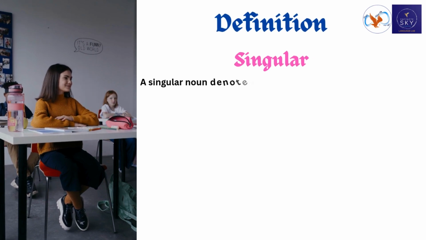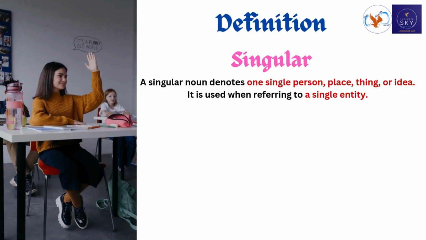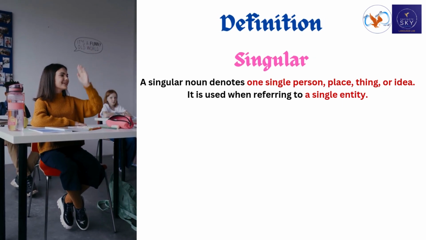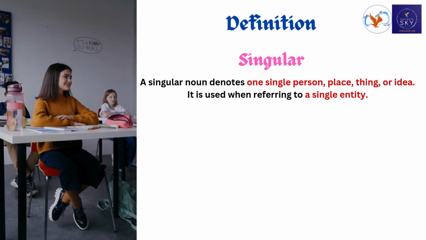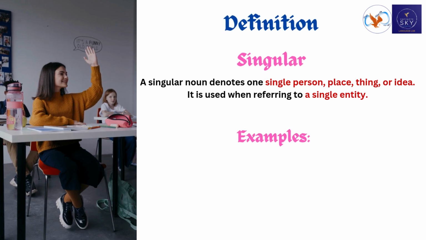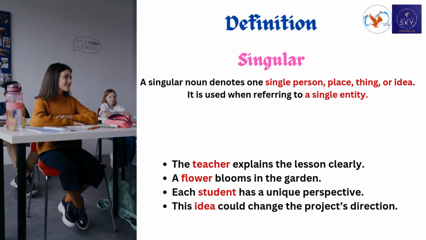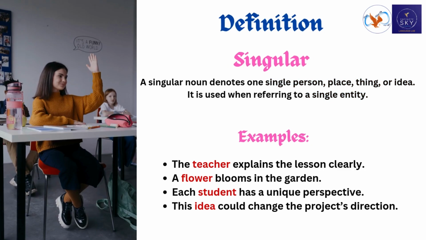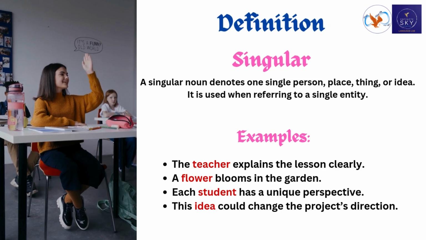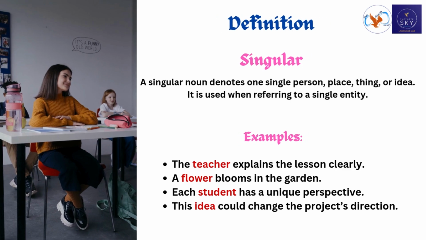A singular noun represents just one person, place, thing or idea, like a dog, flower or student. Let's explore them with the help of some example sentences. The teacher explains the lesson clearly. A flower blooms in the garden. Each student has a unique perspective. This idea could change the project's direction.